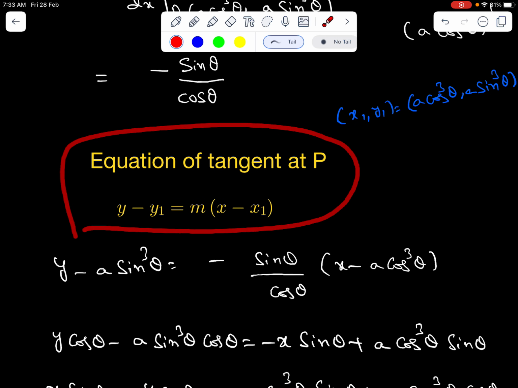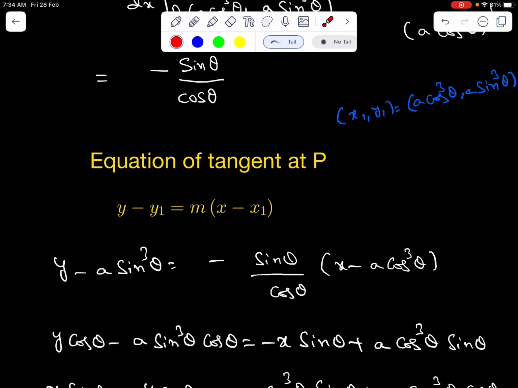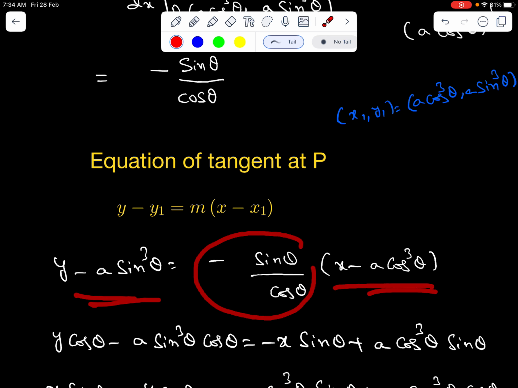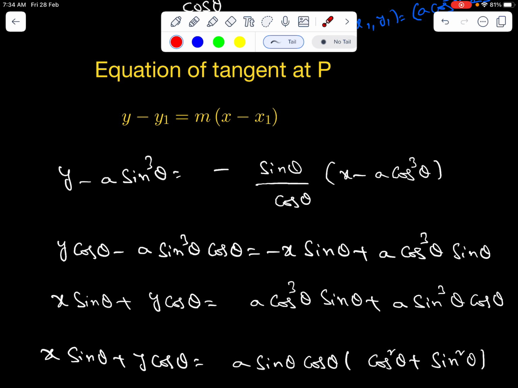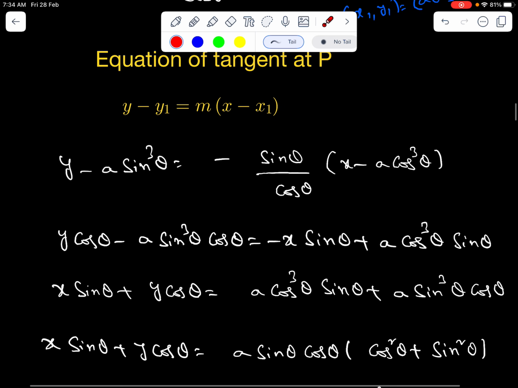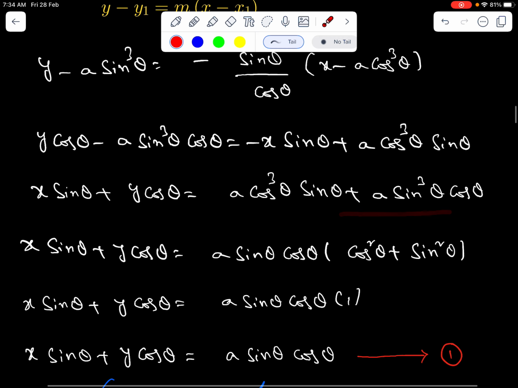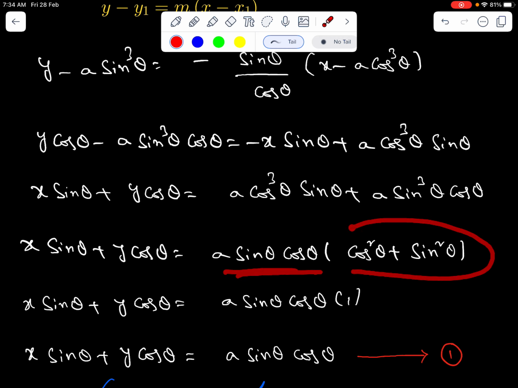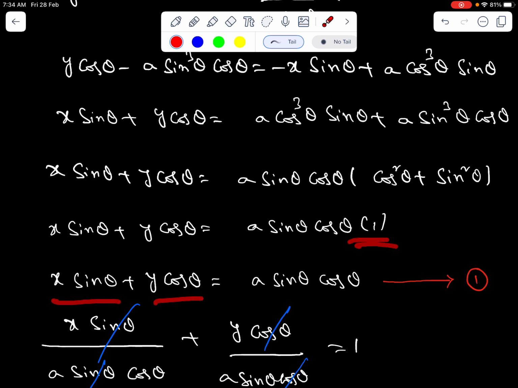Equation of tangent at P, y minus y1 is equal to m into x minus x1. Therefore, y minus a sin cube theta equals minus sin theta by cos theta into x minus a cos cube theta. Cross multiply. Okay. Then we can get x sin theta plus y cos theta equals a cos cube theta sin theta plus a sin cube theta cos theta. Take common a sin theta cos theta, cos square theta plus sin square theta. That value is equal to 1.